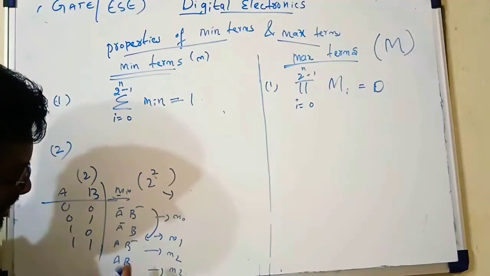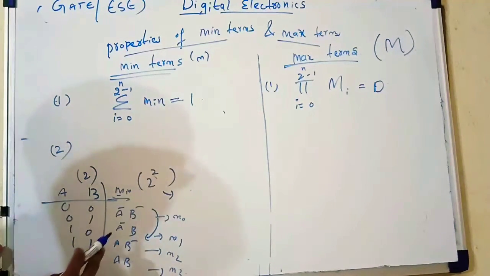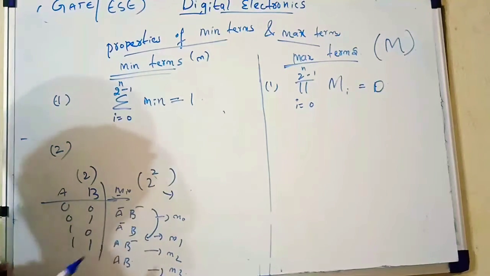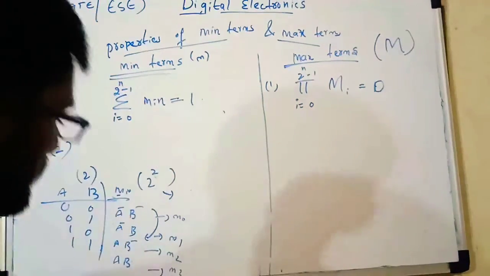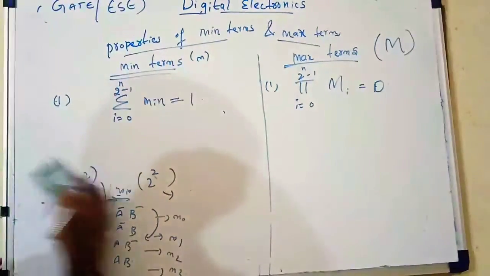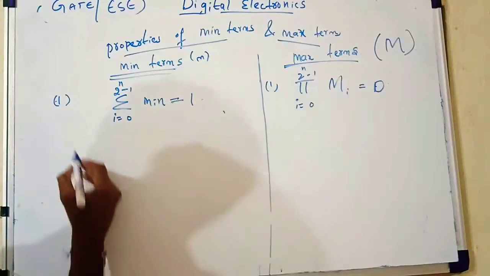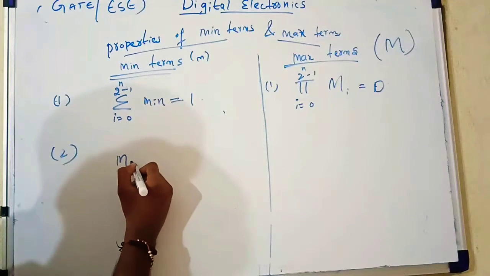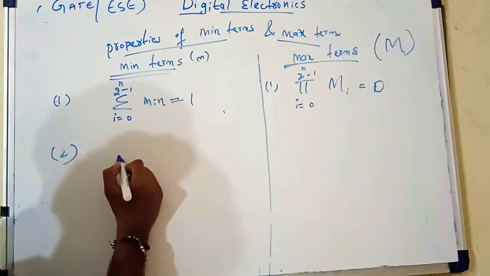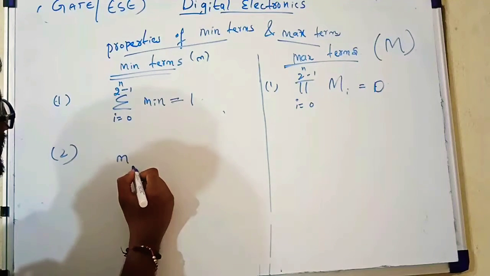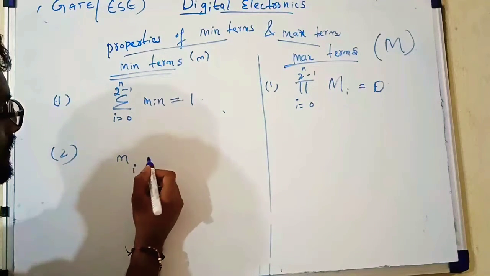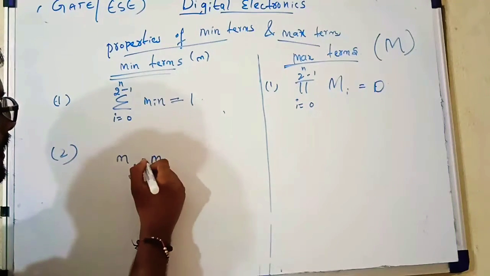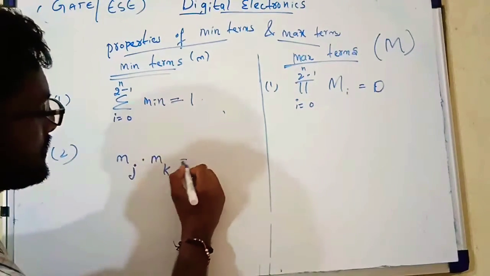Let us multiply these two. Here B bar into B bar, A into A, multiply this. A into A bar is 0. Similarly, here if you multiply any two minterms, the value will be 0. This is the second property. Mi, I am taking this as mj, and the product equal to 0.